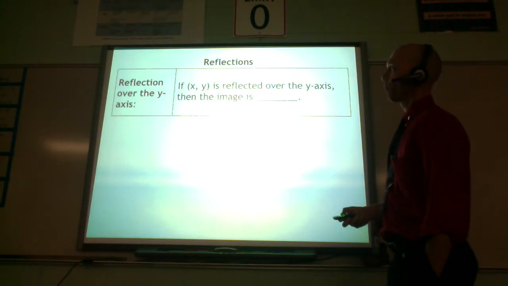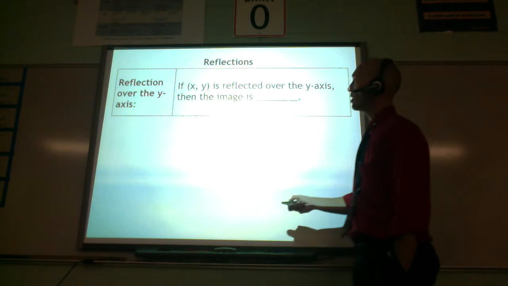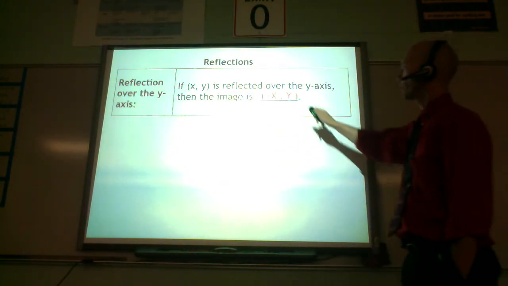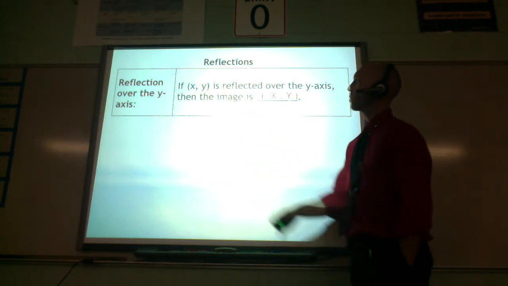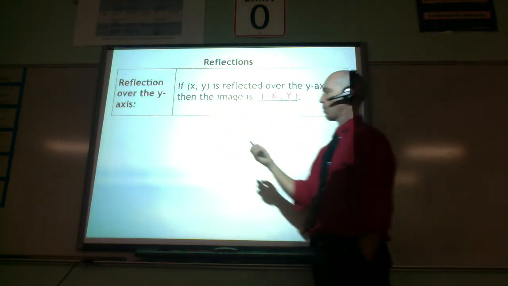So if I flip over the y-axis, my original point is (x, y). Remember, the y didn't change, but whatever x is, change the sign, take the opposite. So all I have to fill in is this: flip over the y-axis, your new ordered pair is (-x, y).